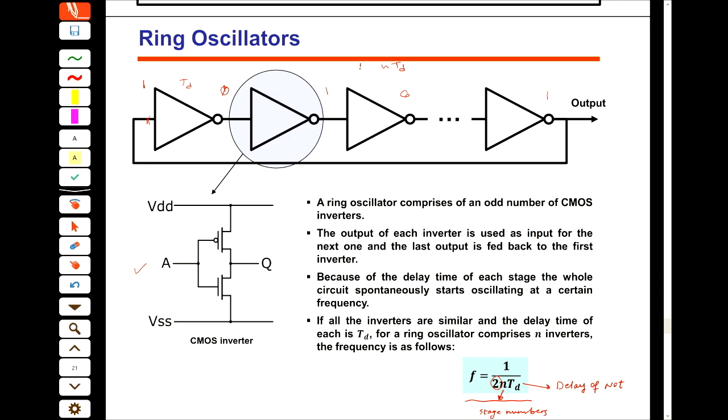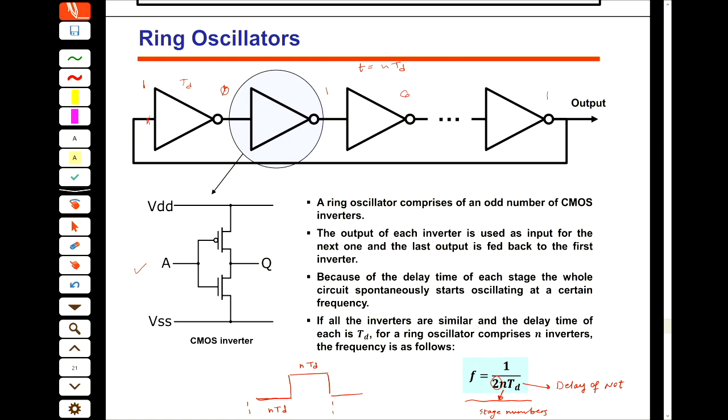So it takes N TD for the status of your output to change. And then another N TD for the status to return back to the previous one. So if your state was 0, then it takes N TD to be 1, and then again N TD to be 0. So from here to here is 2 N TD, and the period is 2 N TD.